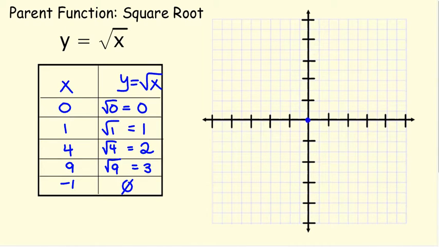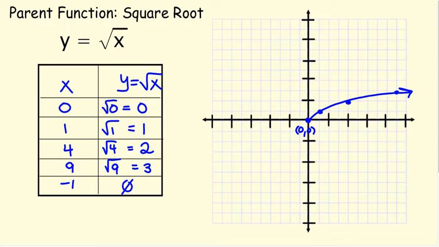So the first ordered pair is 0, 0. We'll call that our critical point. Then we have the point 1, 1, the point 4, 2, and the point 9, 3. So this is what the parent function of the square root function looks like.